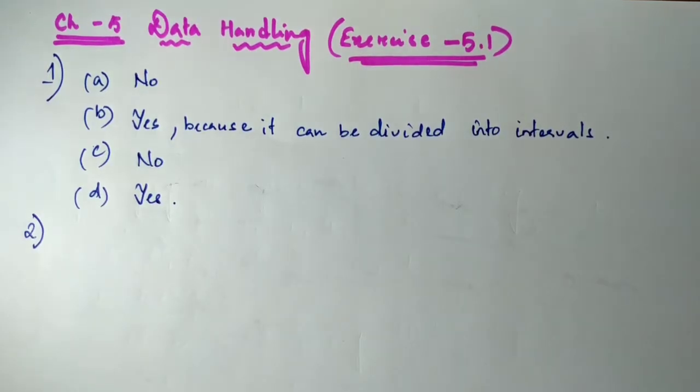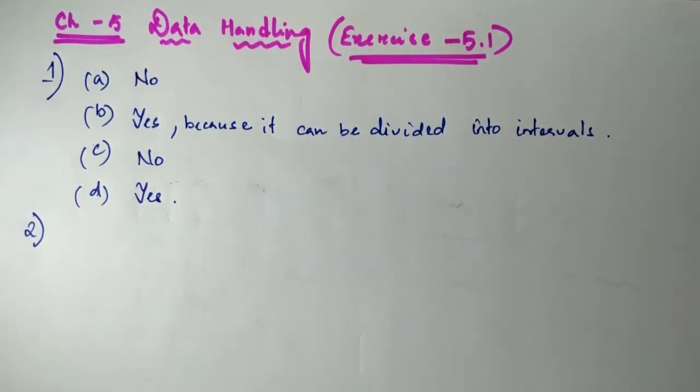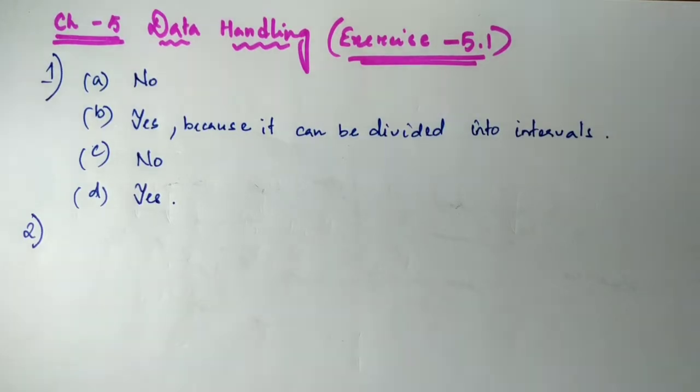So now we'll go to question number 2. Question number 2 is given: the shoppers who come to a departmental store are marked as M for men, W for women, B for boy, and G for girl. The following lists the shoppers who came during the first hour in the morning.